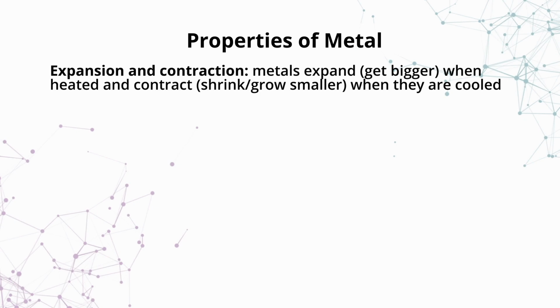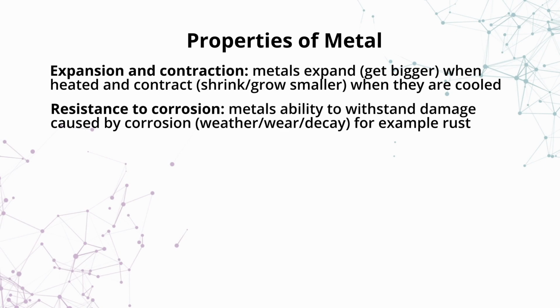We are now looking at the last property that a metal has. Very last and very important in the construction industry: resistance to corrosion. It is the metal's ability to withstand damage caused by corrosion, weather, wear, and decay. For example, rust.